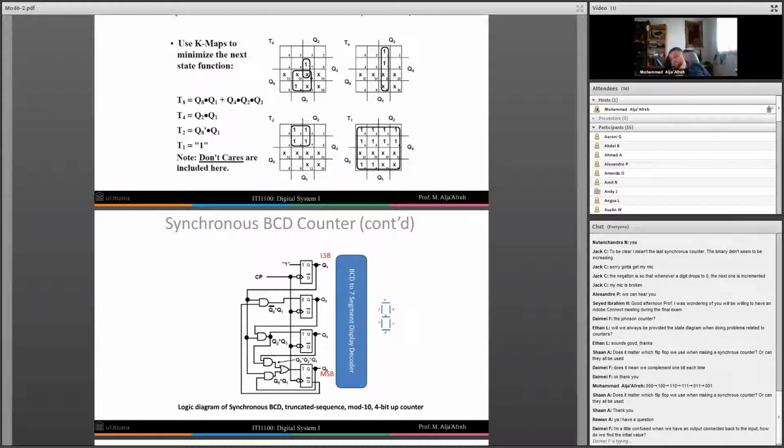For that question, I'm a little confused when we have an output connected back to the input. How do we find the initial value? There will be no initial value. You need to watch my lectures where we designed the SR latch. We made a hypothesis: suppose that the value was equal to 0, and then the value was equal to 1. We only care about the convergence, the stable state.